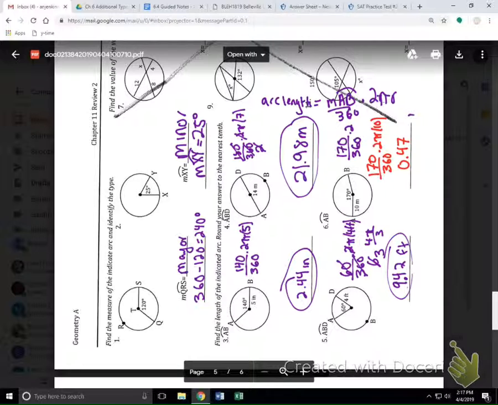0.47. Really? I hope so. When you put in your calculator, it's 170 divided by 360 times 2 times pi times 10. Okay, so we're going to go with your guys' answers that you provided. Double check.